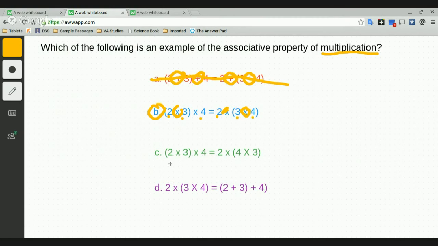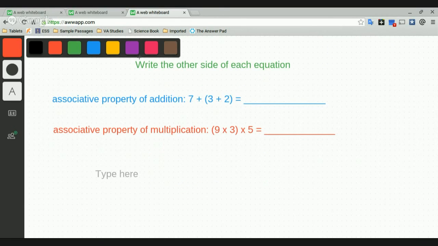So that one's good. So that one is an example. Let's check this next one. So we've got 2 times 3 times 4, 2 times 4 times 3. Now we got a 2 in that spot, a 2 in that spot, a 3 in that spot, but a 4 in that spot. So because the numbers have moved, that one is not true. Now let's check this one. 2 times 3 times 4 equals 2 plus 3 plus 4. Well, something's wrong here because we have plus signs here, but we're looking for multiplication. So we know that that one is not correct.